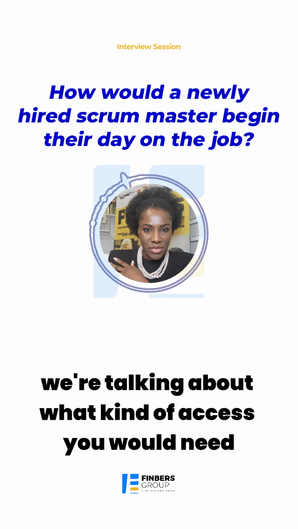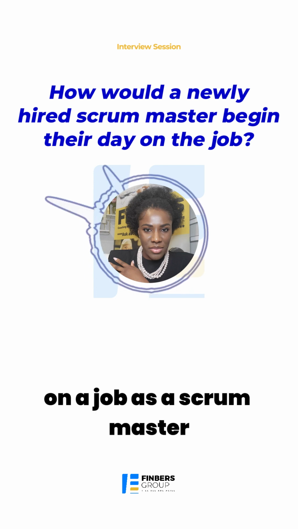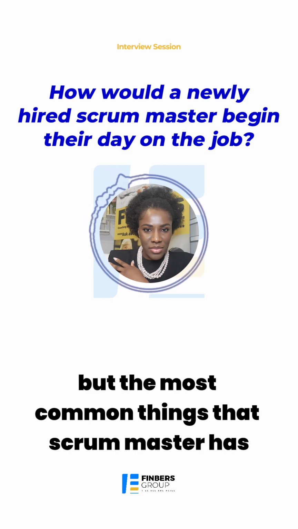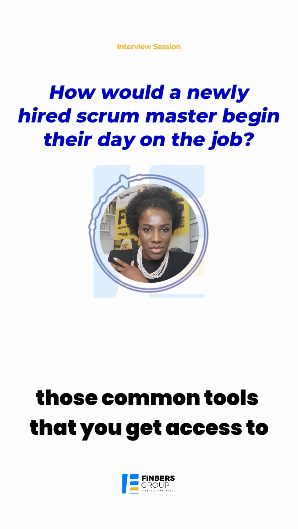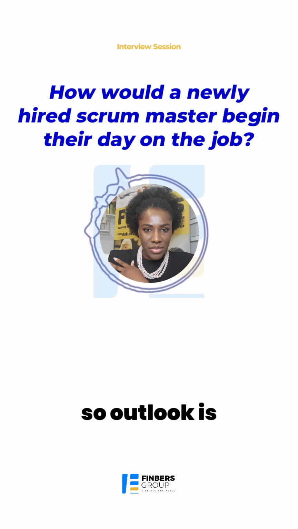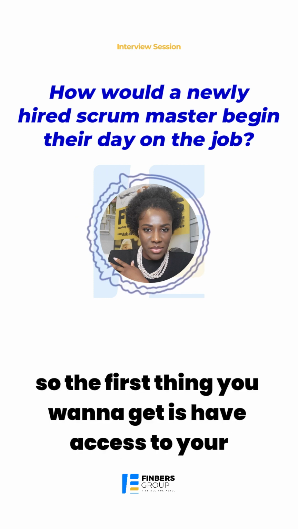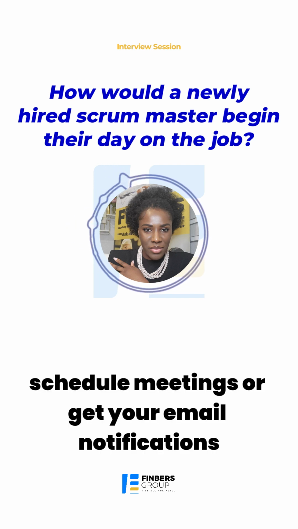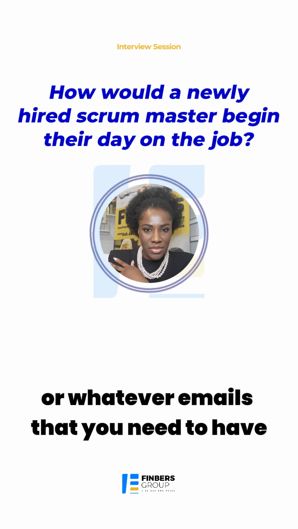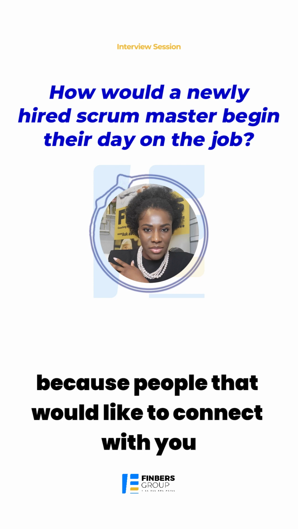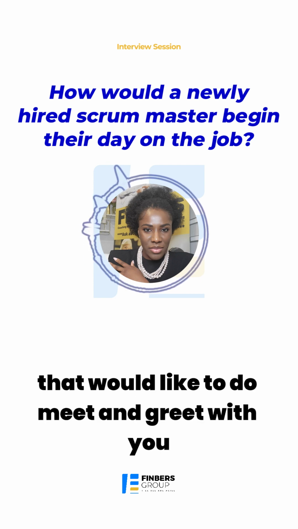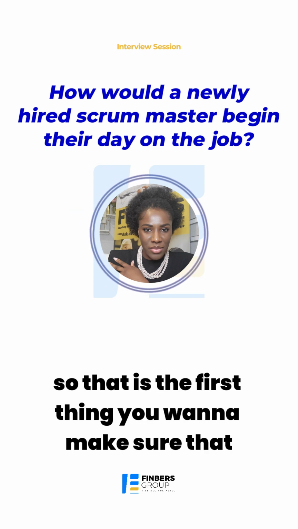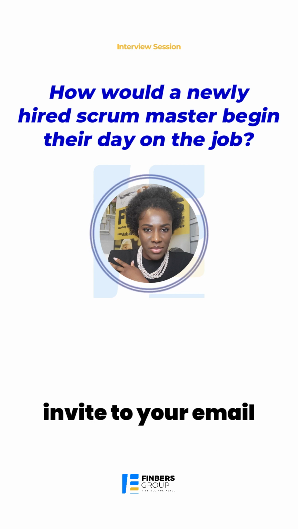So let's start first of all with talking about what kind of access you would need on a job as a Scrum Master. All of this depends on the kind of organization that you're working with, but the most common thing a Scrum Master gets access to on the first day of the job is your email. Outlook is the most common email that most companies use. So the first thing you want is access to your Outlook so you can schedule meetings or get your email notifications. That is one of the most important steps to take first, because people that would like to connect with you, that would like to do a meet and greet with you, would want to send meeting invites. So make sure you get the invites to your email, which is Outlook.